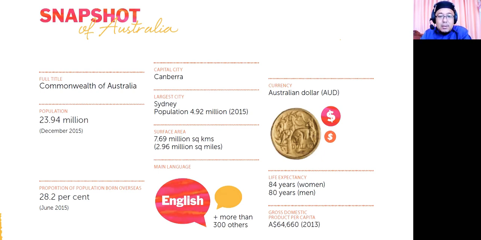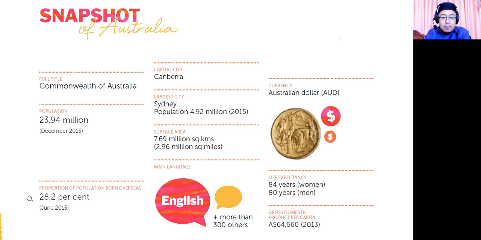I move on. So the surface area is 7.69 million square kilometers. So ASCII means square. Jadi area benua Australia itu tersebut adalah 7,69 juta square kilometers atau dengan ukuran mil yaitu 2,96 juta mil.